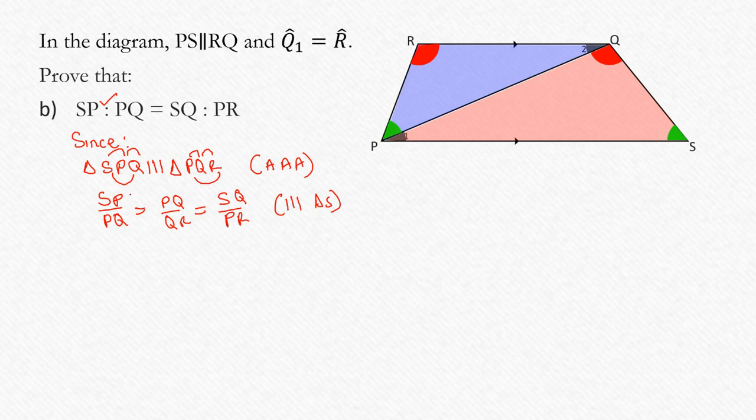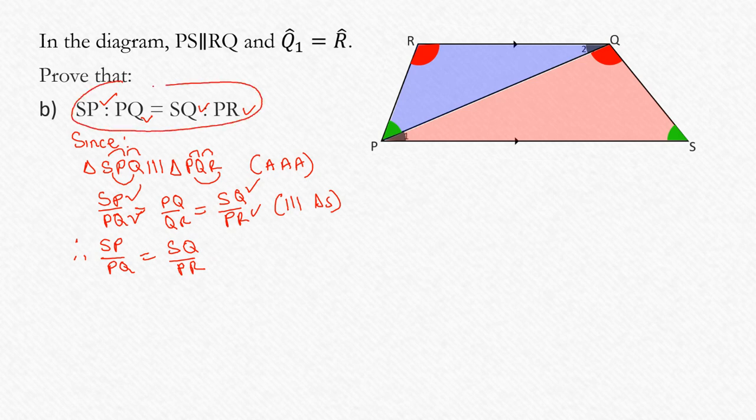Now let's check the sides that we are interested in: SP, PQ, SQ, PR. So therefore SP over PQ is equal to SQ over PR. Can we write this in this form? Yes, SP over PQ can be written as SP is to PQ is equal to SQ is to PR. Done.